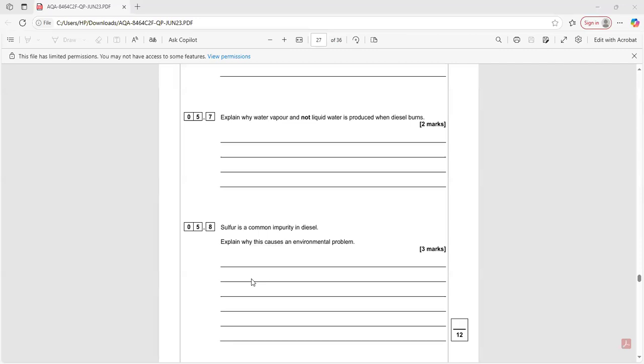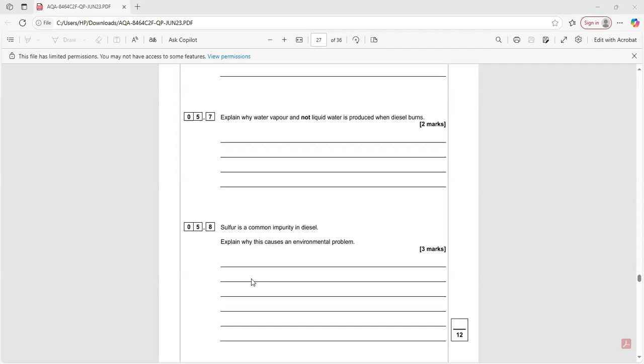Damages to the building. What did you say? Damages to the building. Okay, so the idea is, or rather, the question is saying, why is it that water vapor forms, not liquid water? Yes, sorry, that's the question. Sorry. Okay.